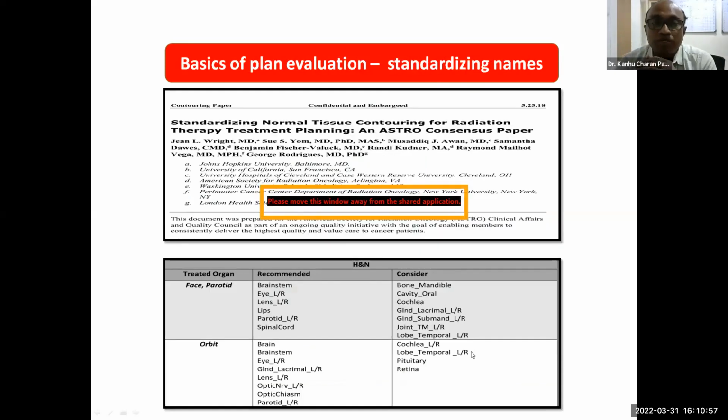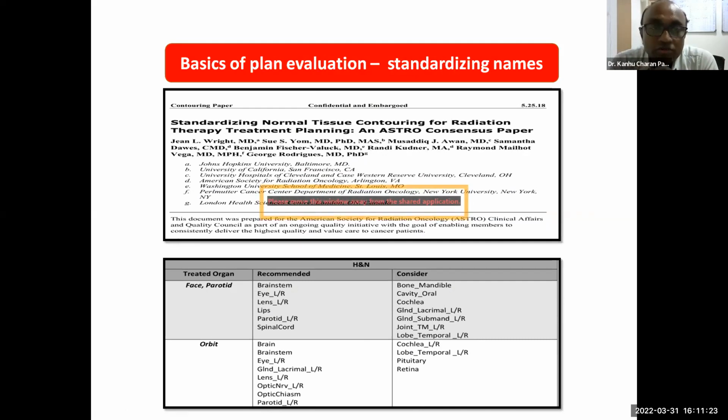Before starting, we have to name all the organs, like all OAR structures, uniformly. Suppose for the spinal cord, somebody is writing SC, somebody is writing cord, somebody is writing spinal, somebody is writing spinal cord. We should not do like that. We have to uniformly go with a single name.